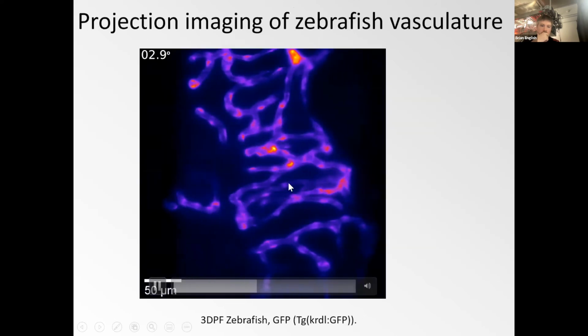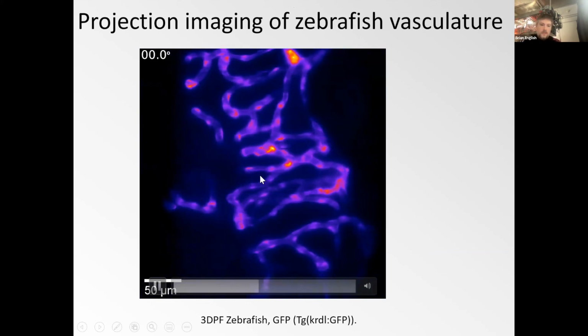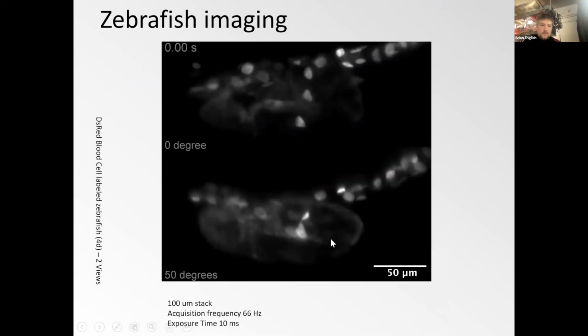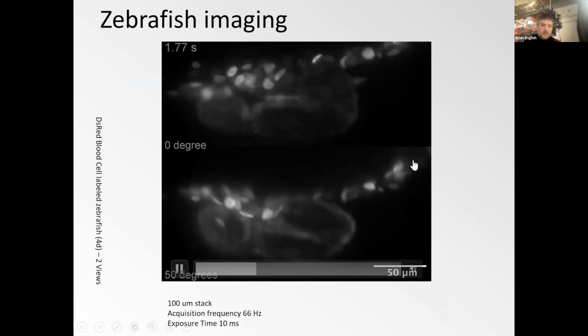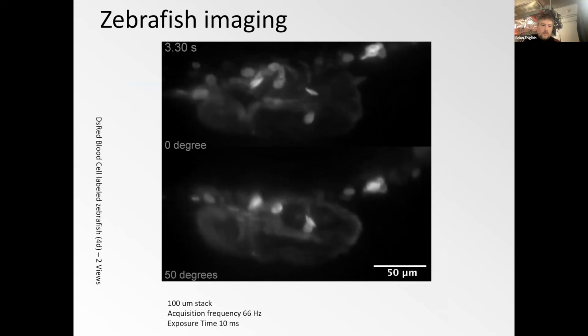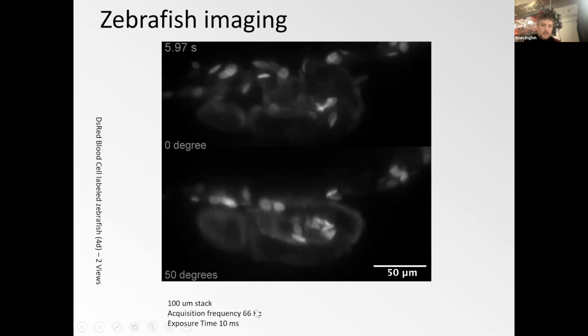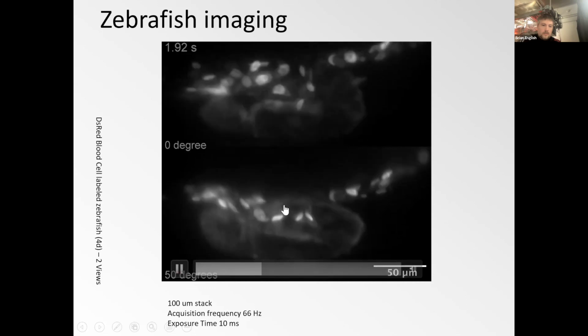Here, this is in the vasculature of a zebrafish. Each of these views is a single camera exposure. You can obviously do quicker stuff. Here, this is the blood flow through a heart. I think the raw acquisition rate was even higher, but we changed the view angle, so the effective rate was 66 Hertz, and you can get two views of the blood flow through the heart.